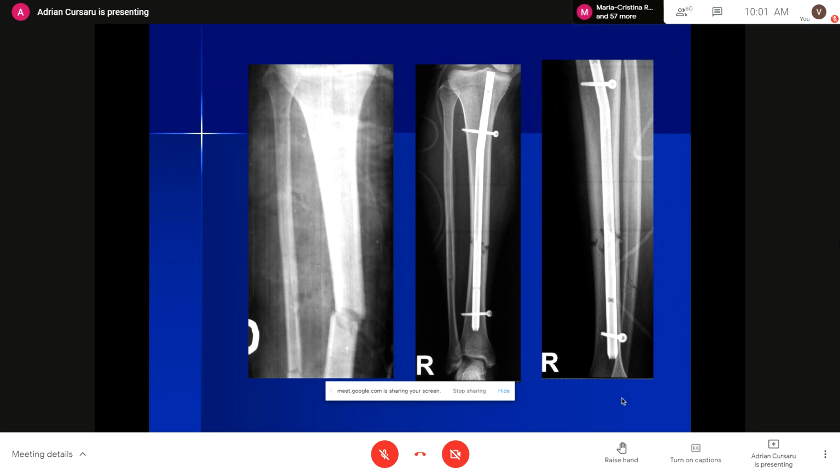We have some advantages in that case. What do you think? What advantages do you think we have in the case of closed reduction and closed fixation? More sterile environment. Okay, very good. The contamination. Yes, very good. It's a higher contamination in open reduction. Very good. About the blood loss, is it smaller or bigger in closed reduction? It is smaller.